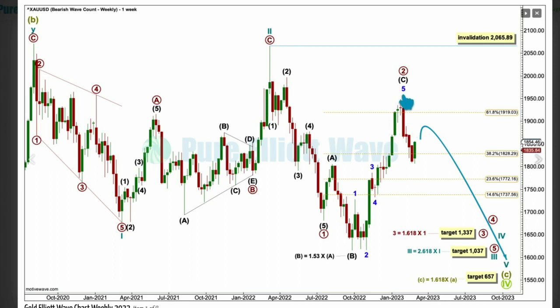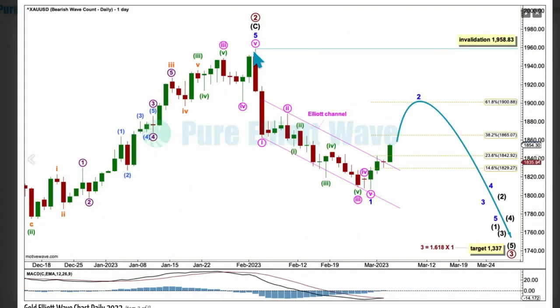The high of primary 2 up here is this point up here. This is the end of primary 2 and the start of primary 3. Within primary 3, I will label intermediate wave 1 incomplete. Within intermediate wave 1, minor 1 looks likely to have ended a few sessions ago at this low, and now upward movement on Friday has properly breached an Elliott channel drawn around minor 1.